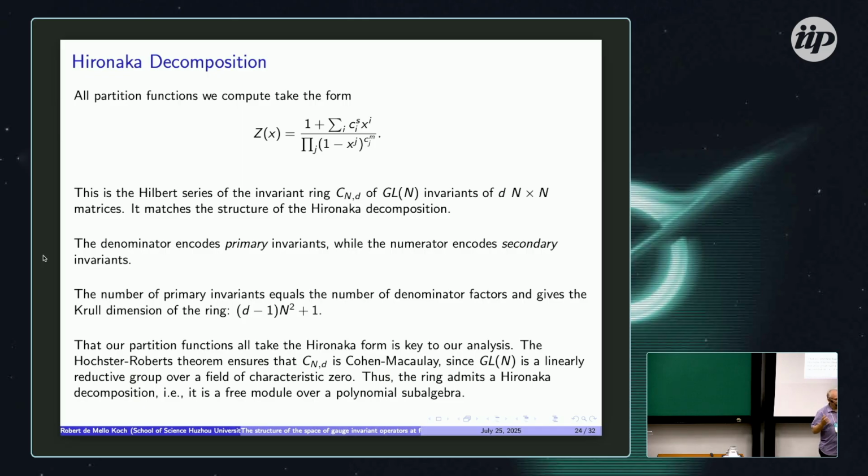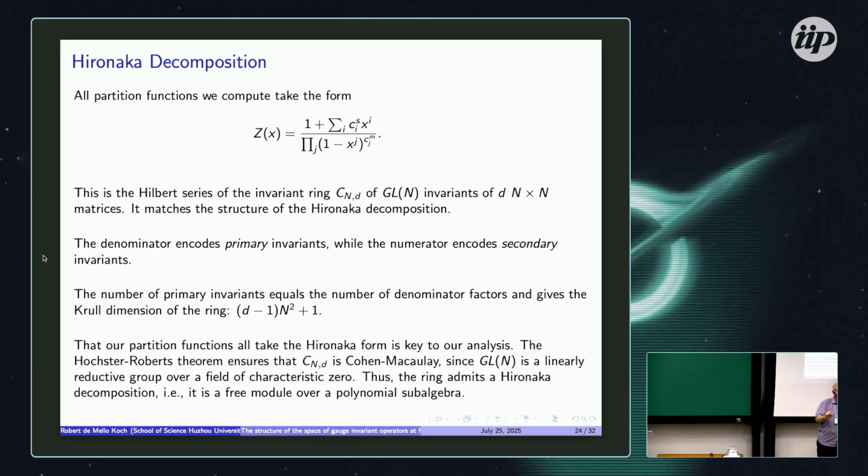If you've got a linearly reductive group, how do you check? Take any finite dimensional representation. Is it completely reducible? If the answer is yes, your group is linearly reductive. So all of the gauge groups that we like in physics, UN, SUN, SON, SPN, they are all linearly reductive. So the ring of invariants for all of those will be Cohen-Macaulay. Now, what does it mean to be Cohen-Macaulay?